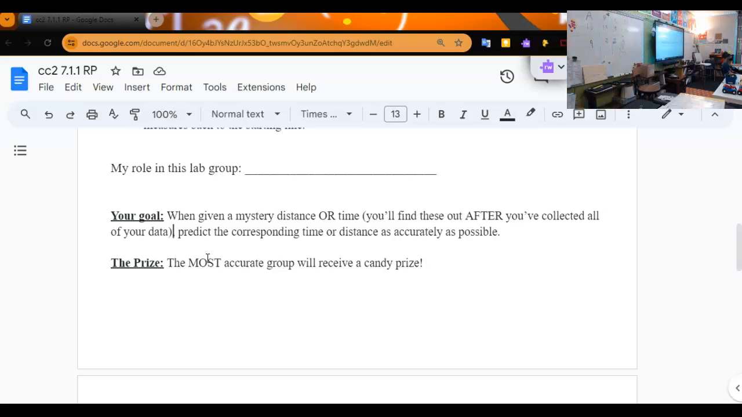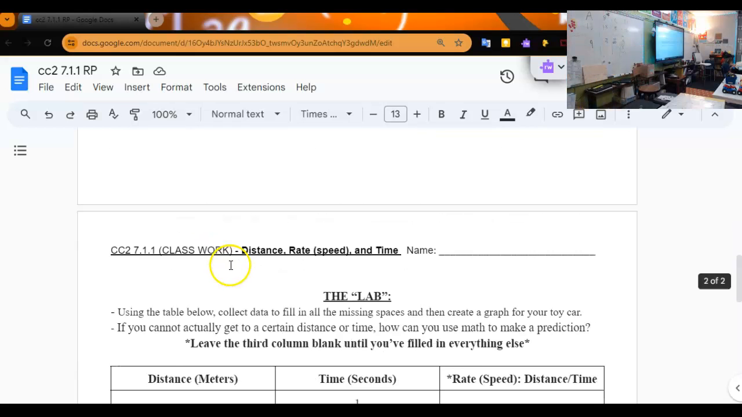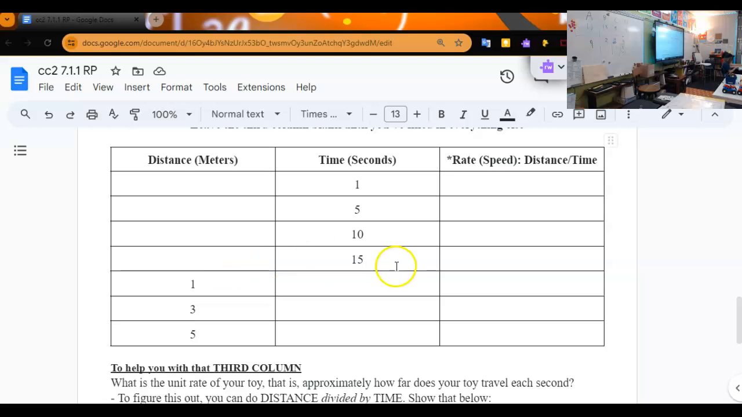Let's look at the back. Flip to the back. You on your table have 1, 5, 10, and 15 seconds. But what if I ask you how far your car will go in 7 seconds? You don't have that on your table, but you could probably use what's on your table to figure it out.